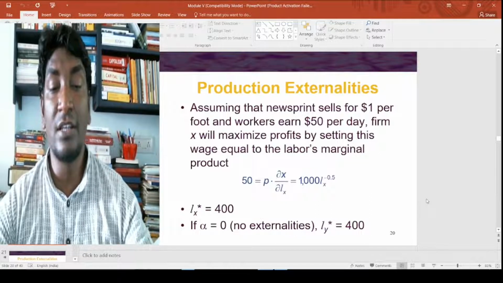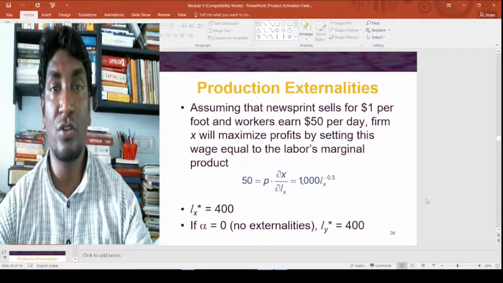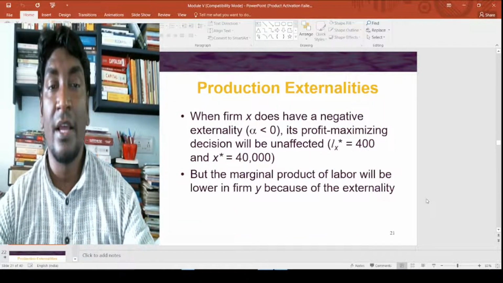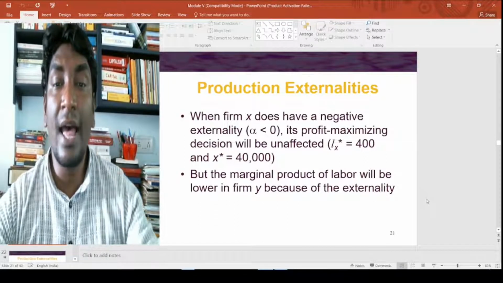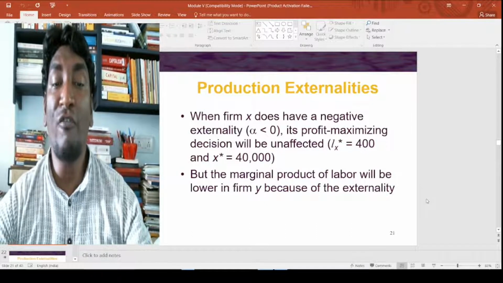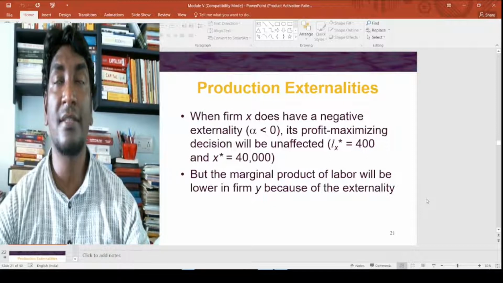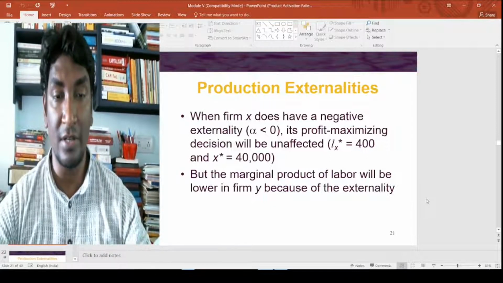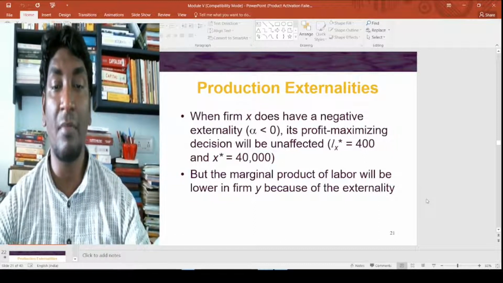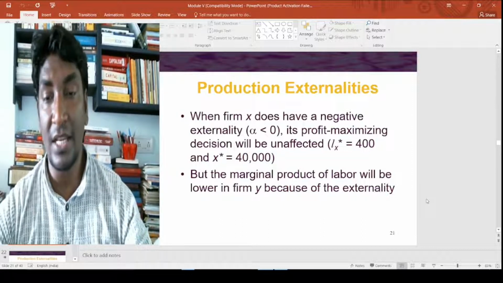If alpha is 0, no externality, then Ly star is actually 400, which is optimum. Now, when firm X does have a negative externality, alpha less than 0, its profit maximizing decision will be unaffected. That is your Lx star, which is equal to 400, and X star is actually 40,000. That is the total effect. But the marginal product of labor will be lower in firm Y because of the externality.